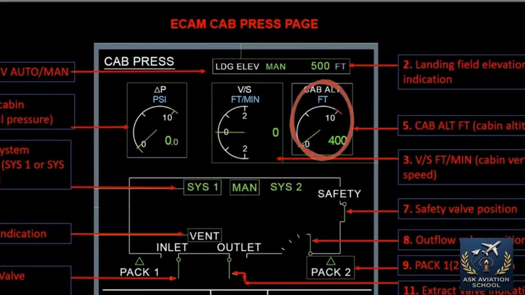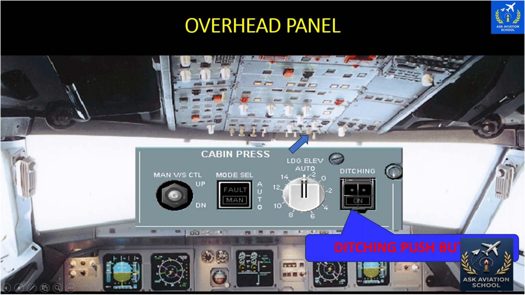The most critical indicator is cabin altitude. If the internal altitude exceeds 9,550 feet, the display turns red, indicating an active depressurization event. For extreme emergencies, the crew uses the guarded ditching push button. Pressurization sends a closed signal to the outflow valve, the emergency ram air inlet, avionics ventilation valves, and cargo valves, sealing the aircraft below the flotation line.